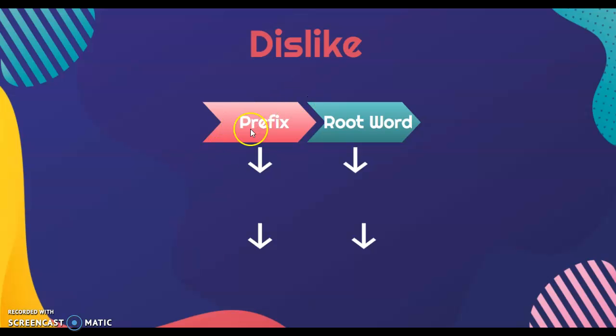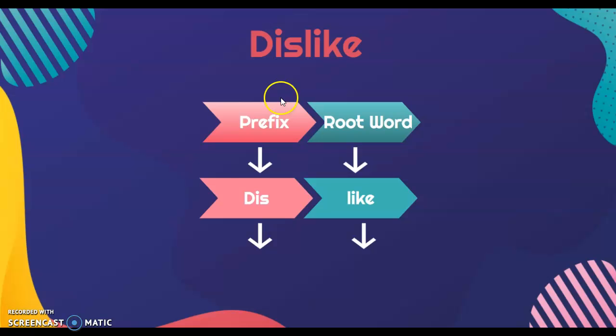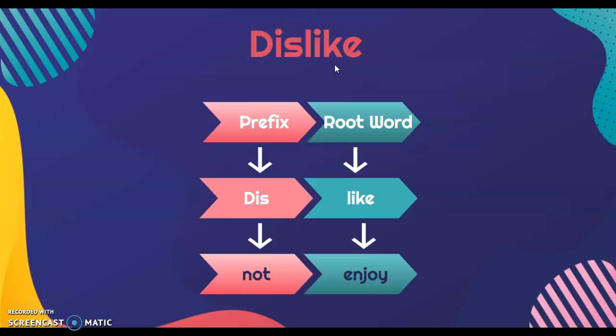Dislike. This is an example of a word that doesn't have a suffix. It's just a prefix and a root word. So the prefix is dis and the root word is like. Dislike. Dis means not and like means to enjoy. So to dislike something is to not enjoy something.